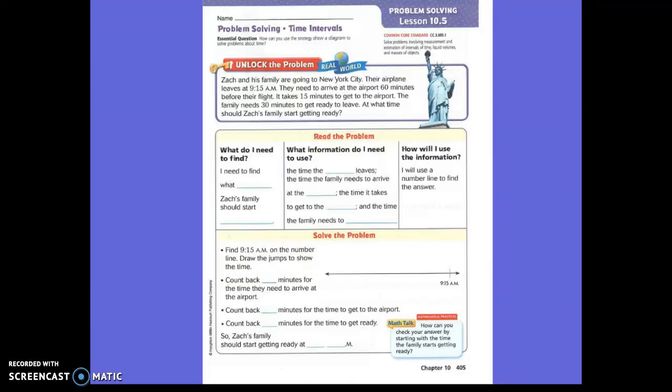All right. That's a lot of information, so now we're going to break it apart and put it into what we need to find, and then what is important, and then how we're going to use that. Okay? So what do we need to find? I need to find what time Zach's family should start getting ready. All right, so time. What time Zach's family should start getting ready?